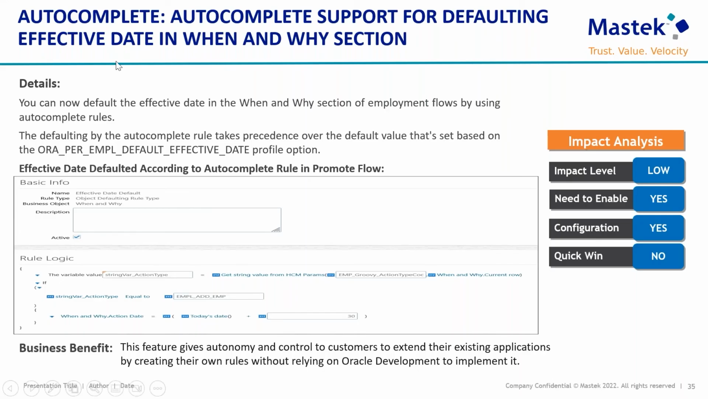So we have autocomplete support for defaulting the effective date in the When and Why section. Usually we see this section when we perform workflow transactions, like When and Why, and there would be an effective date. Even that date can be controlled using the autocomplete rules. You can configure the rule as per the need that the business has.